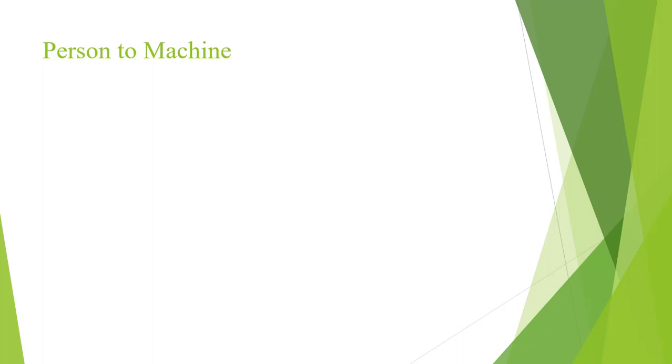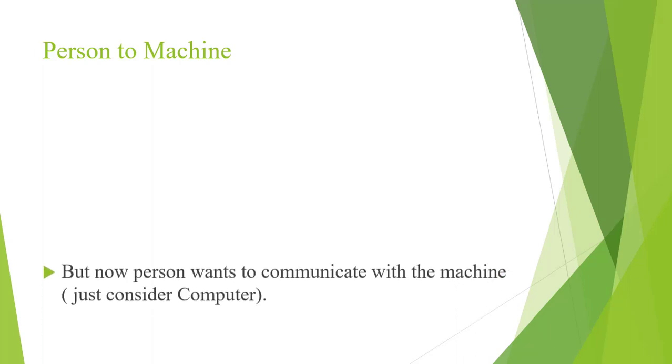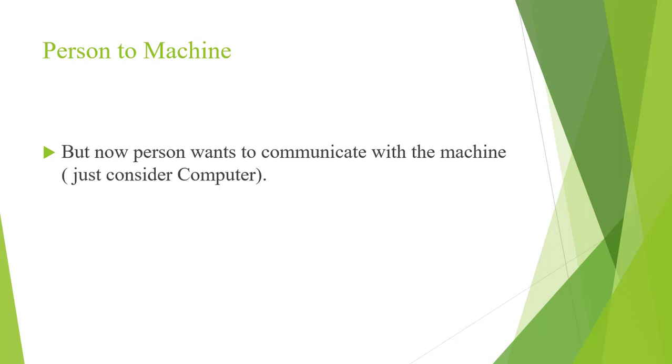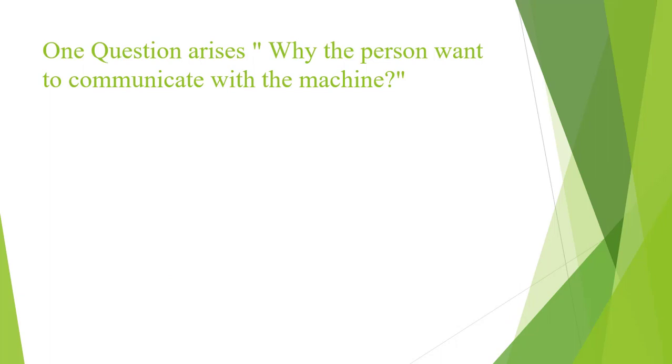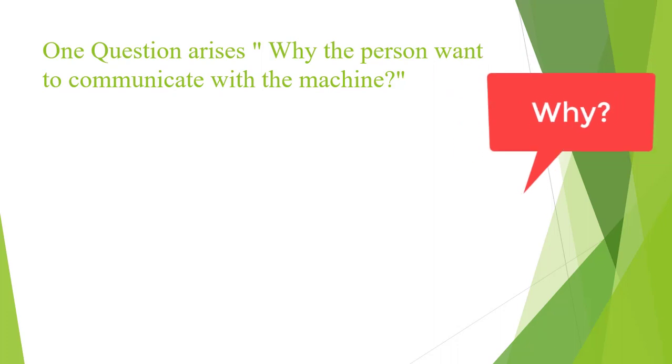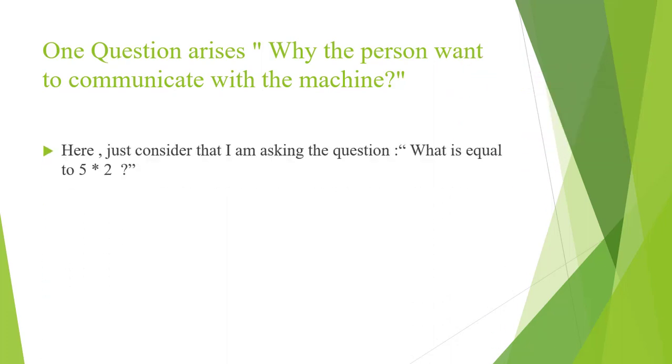Now we are dealing with computer language, which simply suggests communicating or interacting from person to machine. Just consider a computer only. Like you can see, a person wants to interact with the computer. Now one question arises: why does the person want to communicate with the machine? Here just consider that I am asking a question. What is 5 into 2? Everyone can answer easily. It is 10.